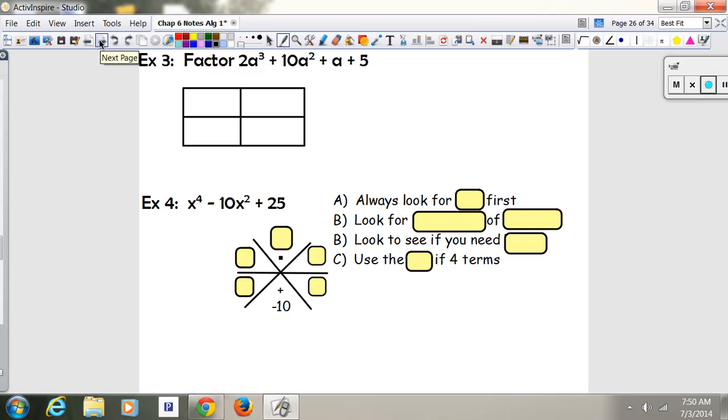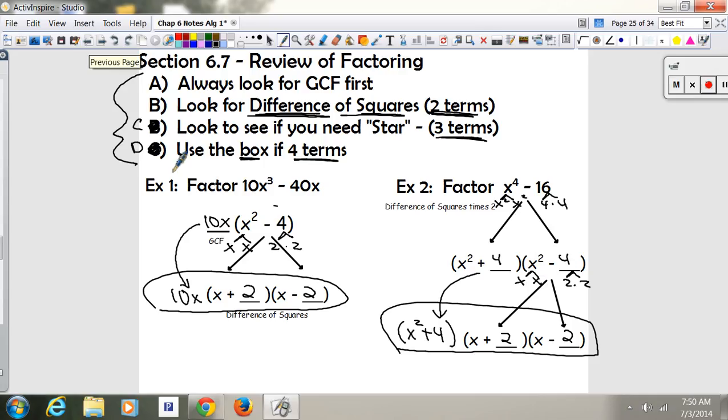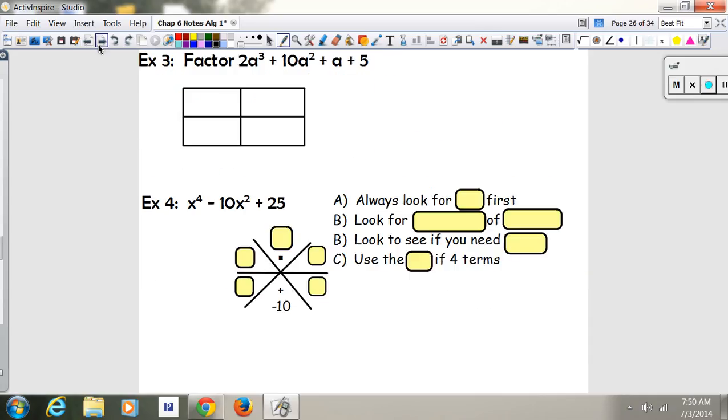All right, let's look at example 3. This one actually has 4 terms. So if we go back for a second, the 4 terms one was the box. So we're going to use our box here. We're going to just plug in the 2a cubed and the 10a squared, and then the a, and then the 5. You just put one term in each box, and then you're just looking for common factors. You want to see if there's anything across the top that you could take out of both. And they both can be divided by 2, and they both have at least a squared. This one only has a squared. This one has a cubed, so you could take 2 a's out of there and still have an a left over. This one at the bottom has no common factor, so when there's nothing, you just put a 1.